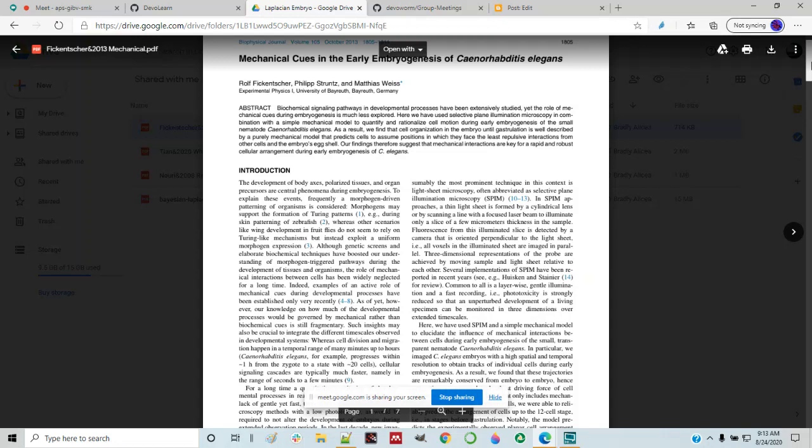And as a result, we find that cell organization in the embryo until gastrulation is well described by a purely mechanical model that predicts cells to assume positions in which they face least repulsive interactions from other cells and from the embryo's eggshell. We don't talk a lot about the different phases of development in this group, but this is early embryogenesis.